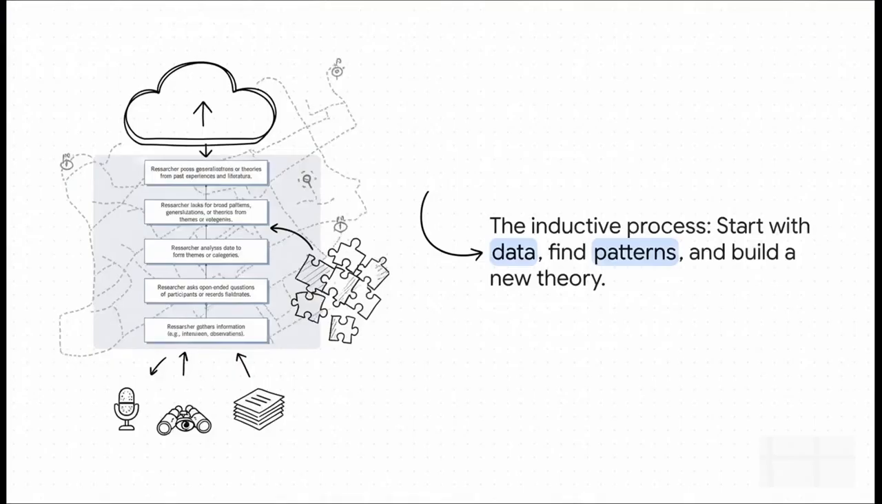And check this out. Here's how that whole map drawing process works. You can see this flowchart is basically the opposite of the other one we saw. This is the inductive process. You start at the very bottom, just gathering raw info, maybe from interviews or observations. Then you move up, looking for themes and patterns in all that data. And from those patterns, you build your way all the way to the top, creating a new theory. You're literally drawing the map as you go.